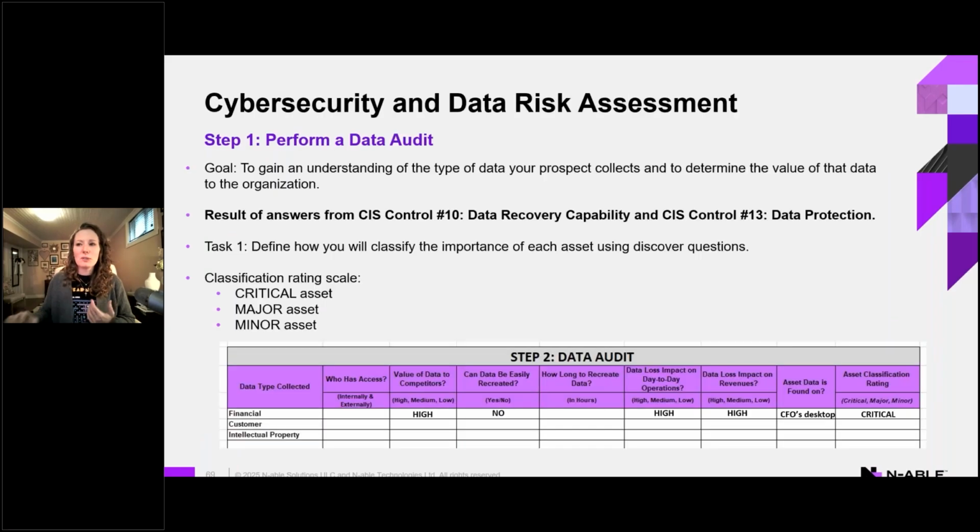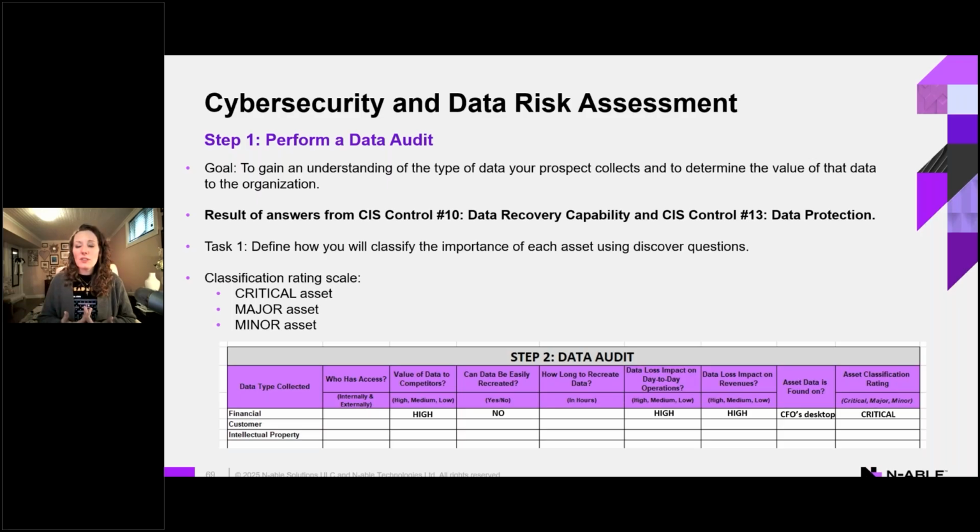And when we talk about step number 1, it is that data audit that we talked about earlier with CIS control number 10 with the data recovery capability, and CIS control number 13 with the data protection. Because we do need to gain that understanding as to the type of data that your prospect collects, so that we can help determine the value of that data to the organization, because they may not truly understand it, but we need to find this out so we can educate them on how valuable that data is.